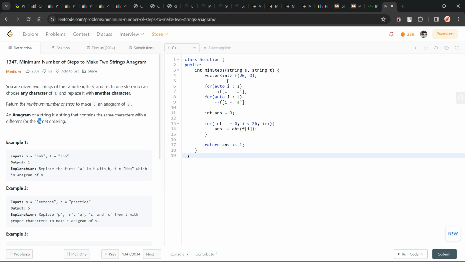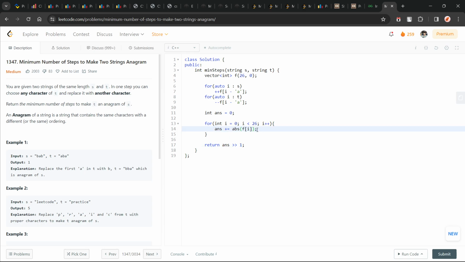So as you can see, I've initialized a frequency vector of size 26 for all the characters in S. I've incremented the frequency for all the characters in T. I've decremented the frequency. Now I initialize my answer with 0 and I go through all the 26 characters. So here I'm adding the absolute value of f of I. So all the positive values and the negative values get added, and at the end I divide my answer by 2, right? So the solution works.